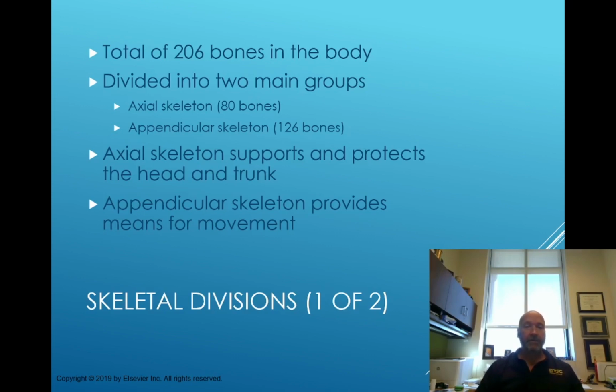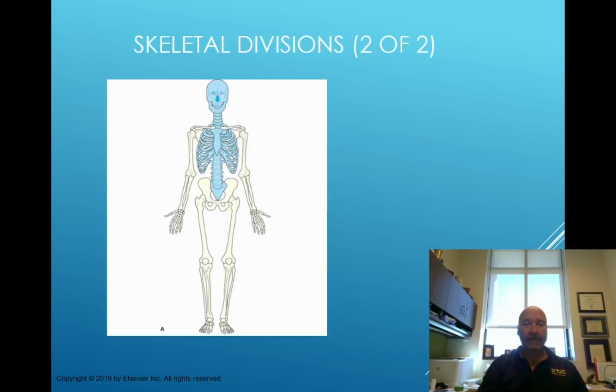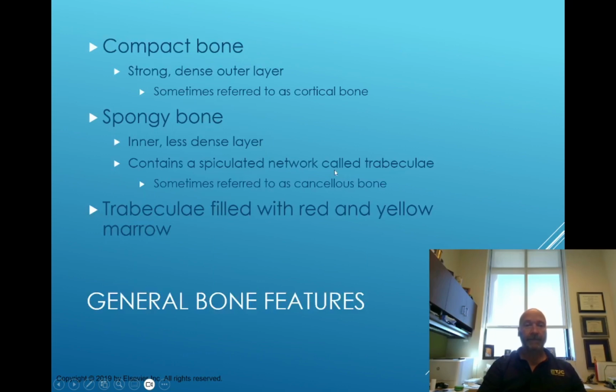But the skeleton is divided into 2 main groups. That will be the axial skeleton and the appendicular skeleton. And the axial skeleton is what's coming straight down the middle. So that's what we refer to as the trunk, as opposed to the appendicular skeleton, which is where your extremities lie. So it looks like that. The blue is your axial skeleton, as opposed to that cream color, which would be your appendicular skeleton.